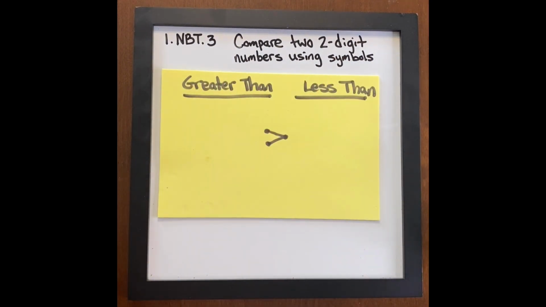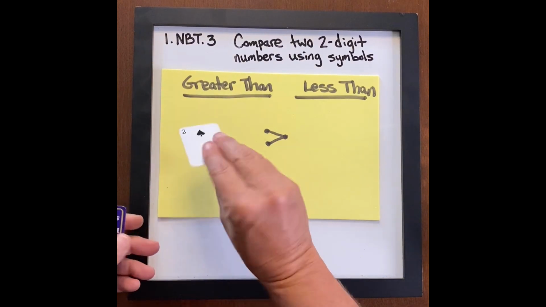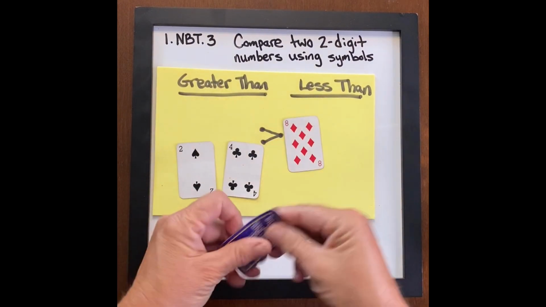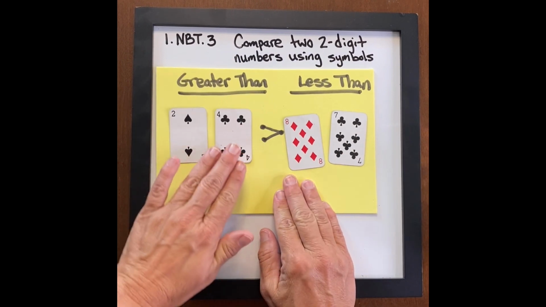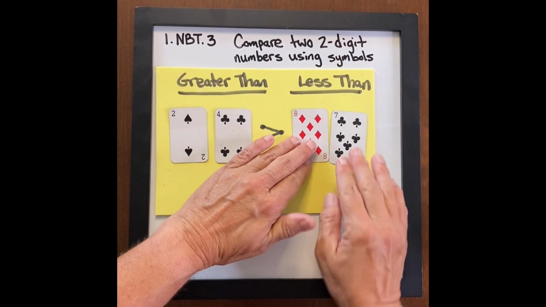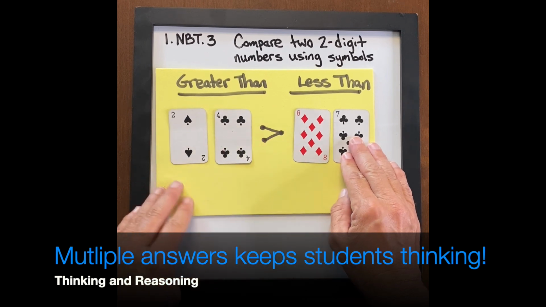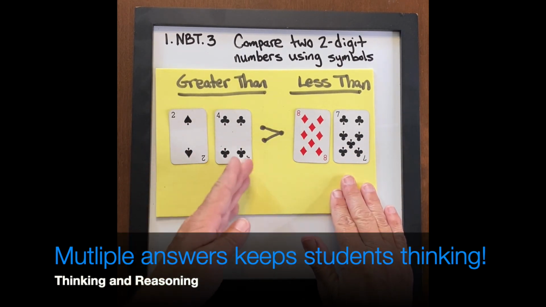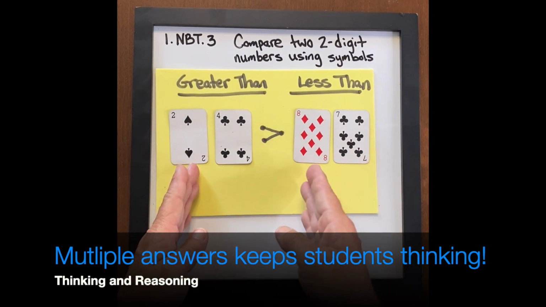Now this is 2-digit numbers, so I'm going to go ahead and turn over 2 cards this time. And I'll ask my students, is 24 greater than 87? Is that true? It is not true. We'll ask why, because 24 has 2 tens and 87 has 8 tens.